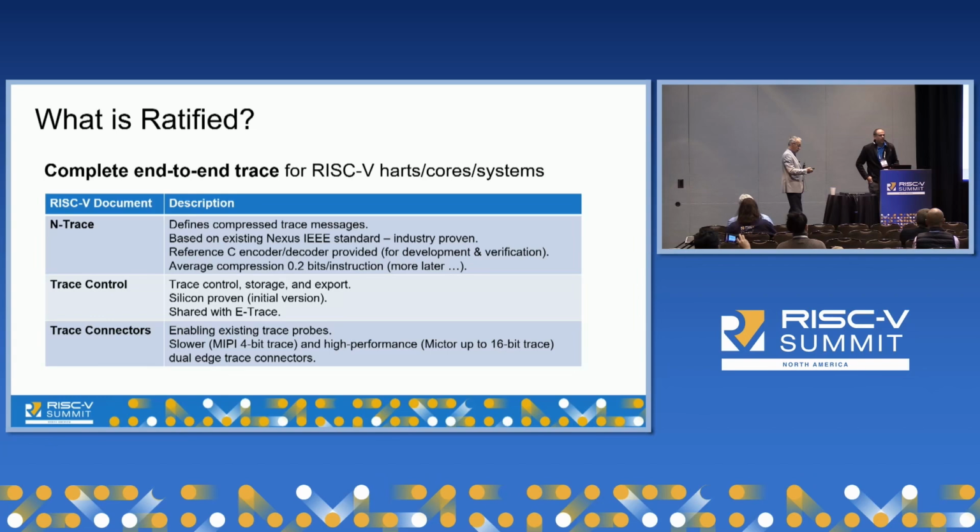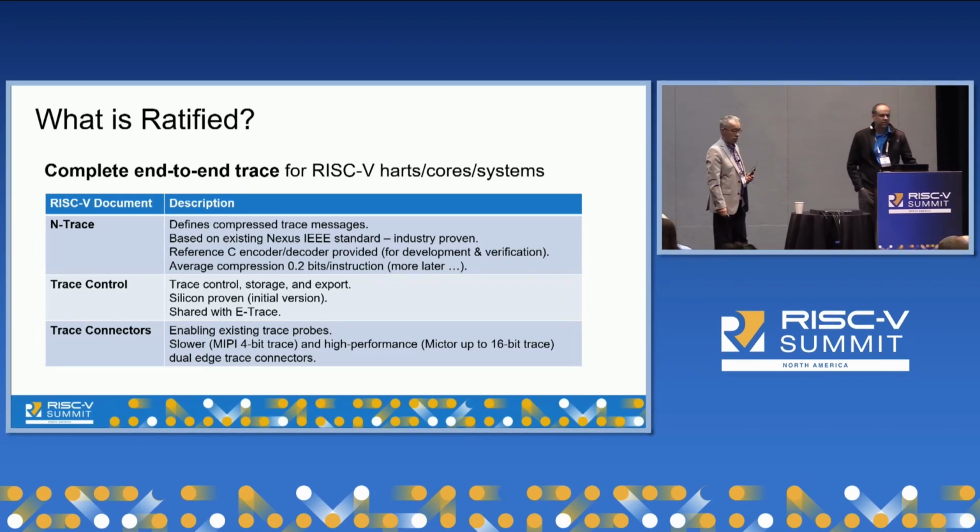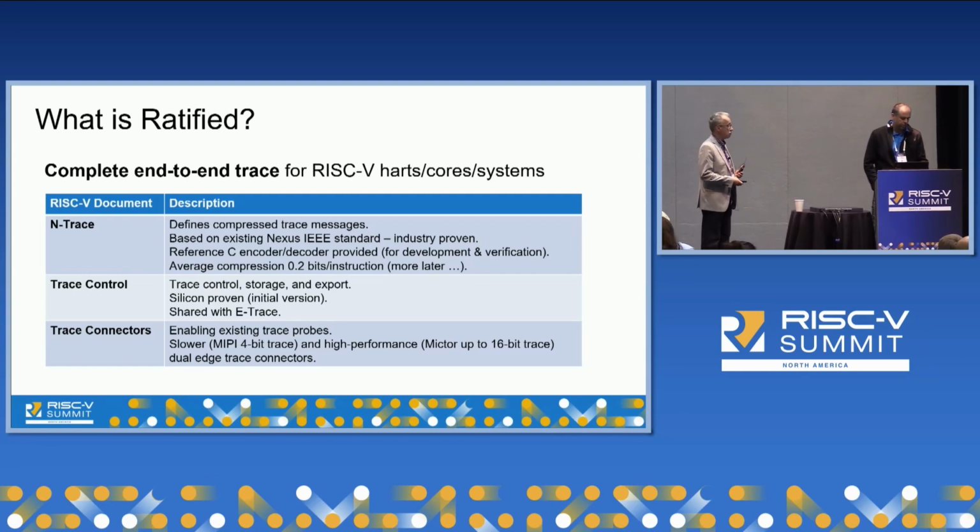Hello? OK. To create a complete end-to-end trace solution, we had to ratify 3 separate specs. The first one is the actual N-Trace spec. It is based on the existing Nexus IEEE open standard, which has been available and in use in the automotive industry for over 20 years. Since the original spec allows implementers much flexibility, we decided to reduce the scope and standardize some aspects of it, such as we defined a byte-sized container for trace egress.